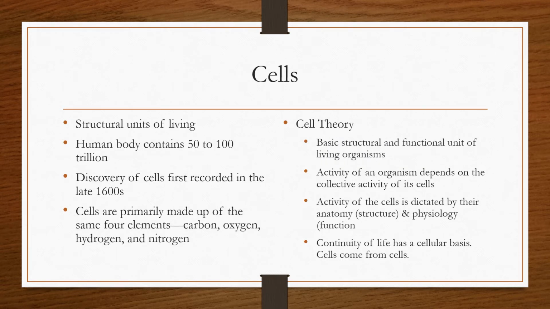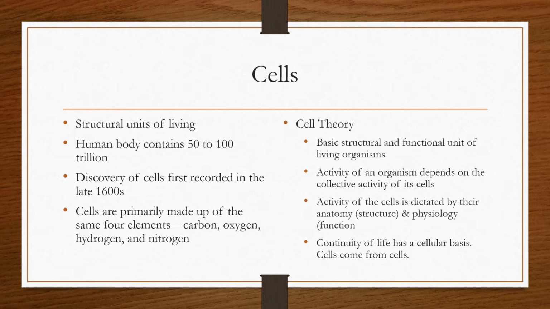Let's start with cells. So they're considered the structural units of living, and the human body contains 50 to 100 trillion. Robert Hooke was looking through a crude microscope at work in the 1600s. He noted the cube-like structures that reminded him of long rows of monks' rooms, otherwise known as cells, and the name just stuck. Since the late 1800s, cell research has remained relevant and fruitful for a number of reasons.